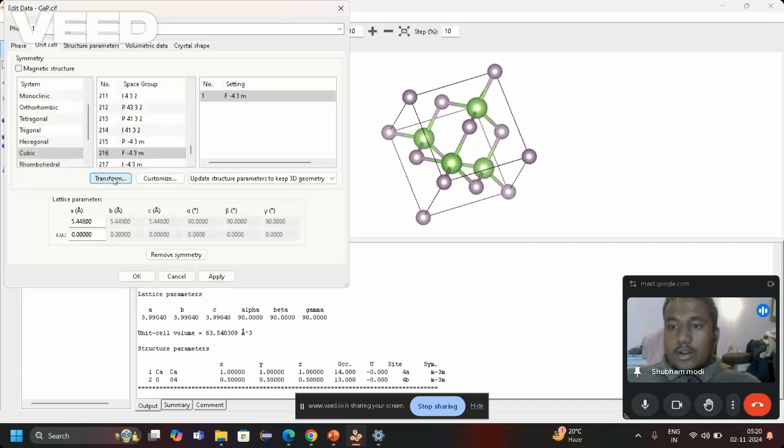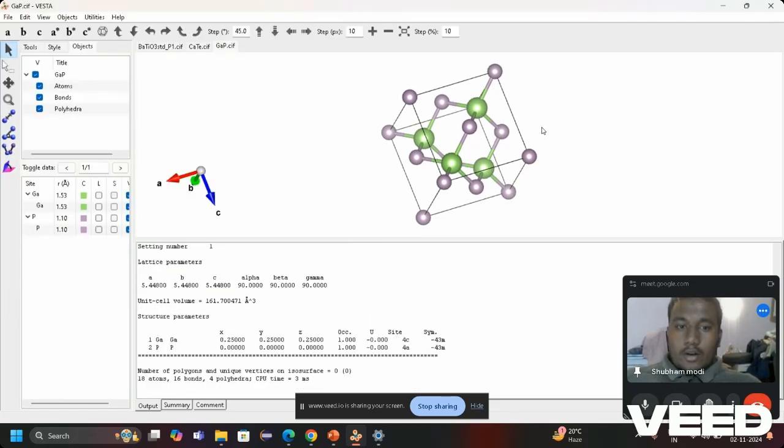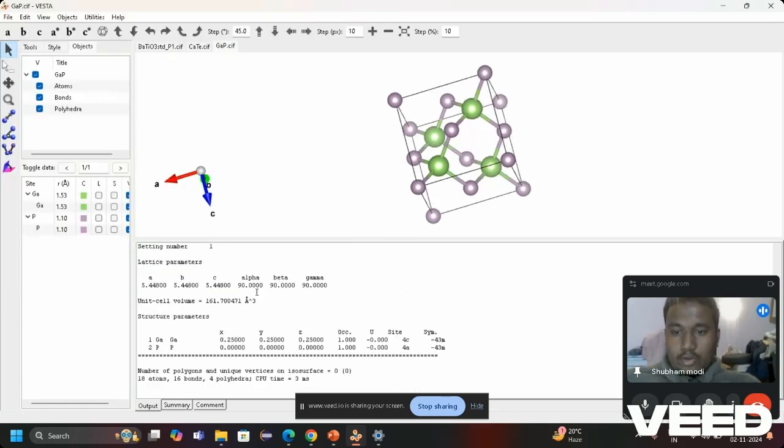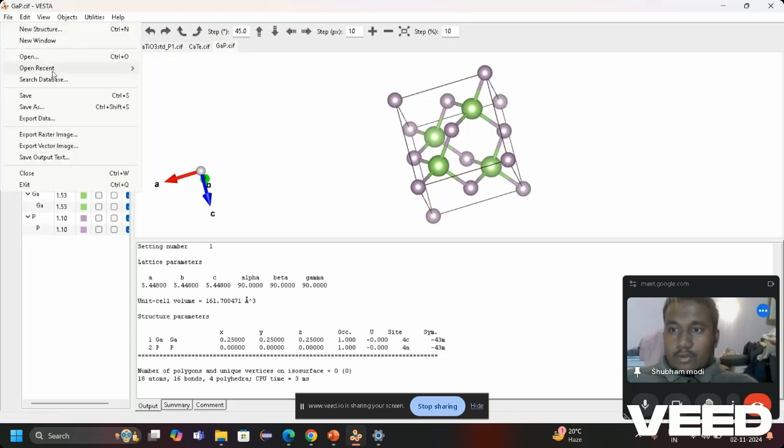And for the unit cell, the lattice parameter is 5.448 and the space group is F-43m, and the system is also cubic here. So on running this file, the unit cell volume I have obtained is 161.700. Now the third part is the antifluorite structure of potassium oxide. So opening that file also.